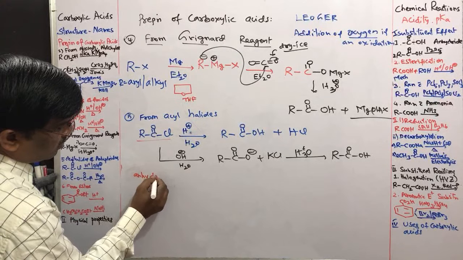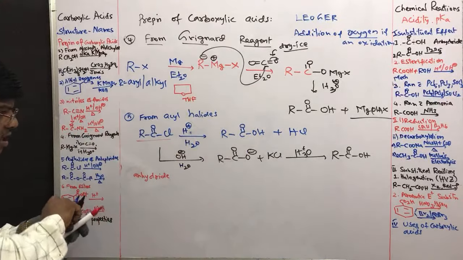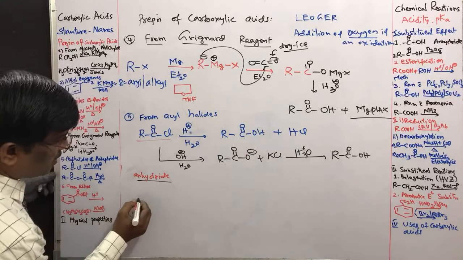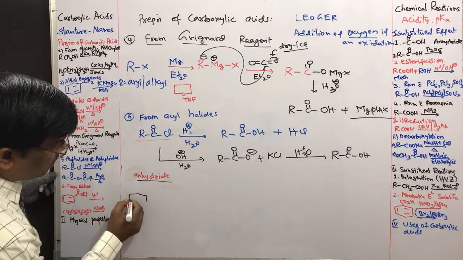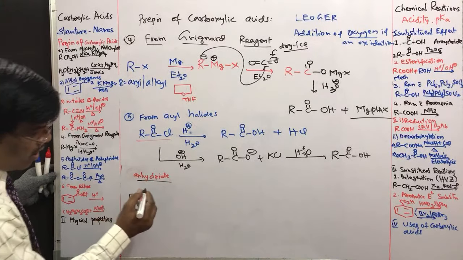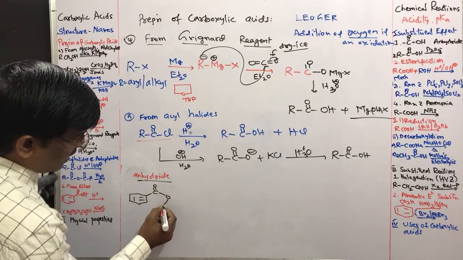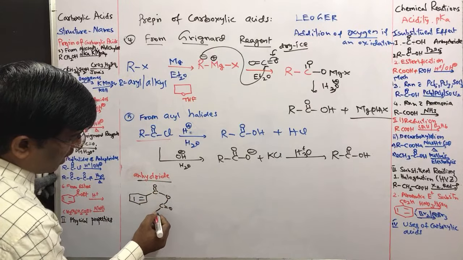Anhydride. How to prepare it, I will explain during the chemical reactions. Preparation of anhydride. Let us take this benzoic anhydride, which is the anhydride of benzoic acid.